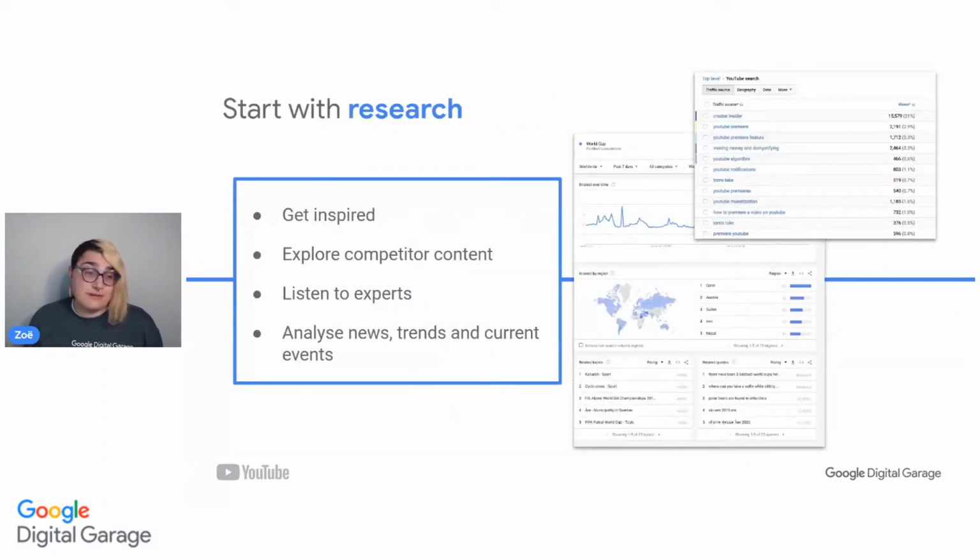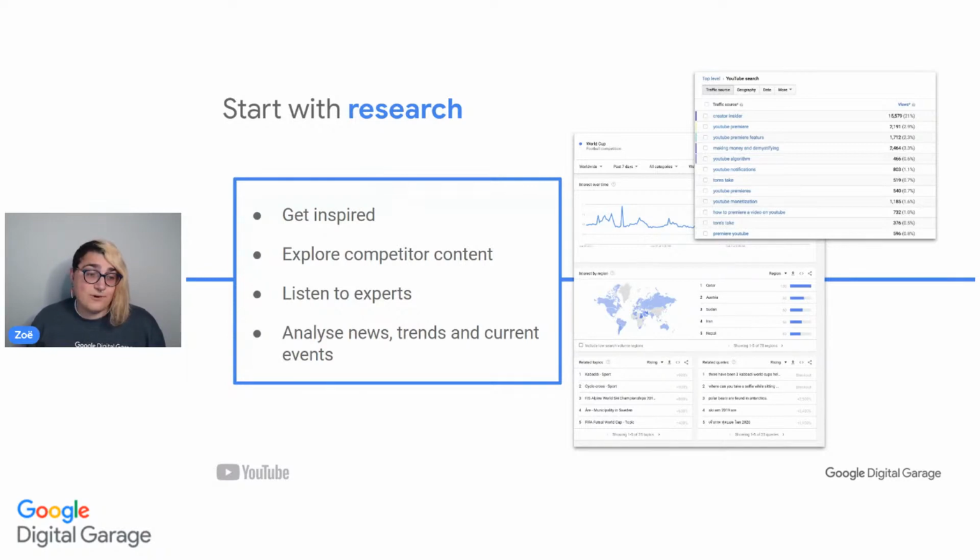So start with your research. Get inspired to create some kind of content. And what you can do is look at competitor content. You can listen to experts. You can analyze news and trends and really cover the type of thing that you're interested in creating content for.